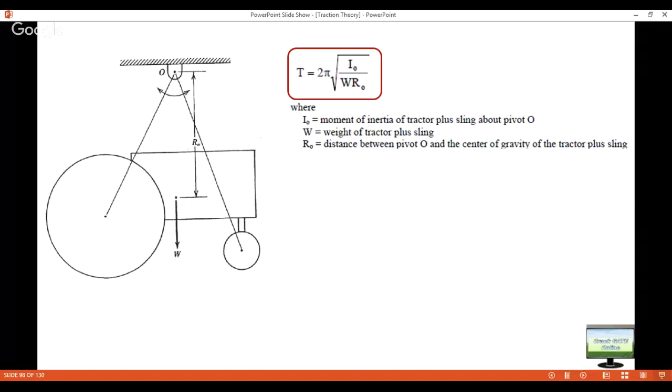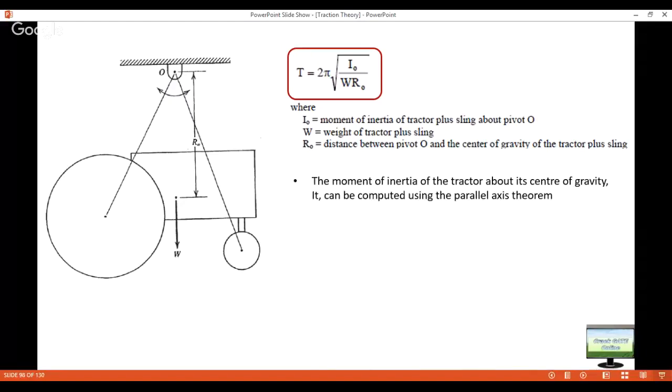Again, we will go to basic physics. That will be the perpendicular axis theorem and the parallel axis theorem. So we will use the parallel axis theorem. If you have any axis which is parallel to this principal axis, then you can calculate moment of inertia about that axis as I naught minus mt into r naught square, where mt is the weight of your tractor and I naught is the moment of inertia about the principal axis. This is also a basic, simple parallel axis theorem which we all are aware of from our 12th class.